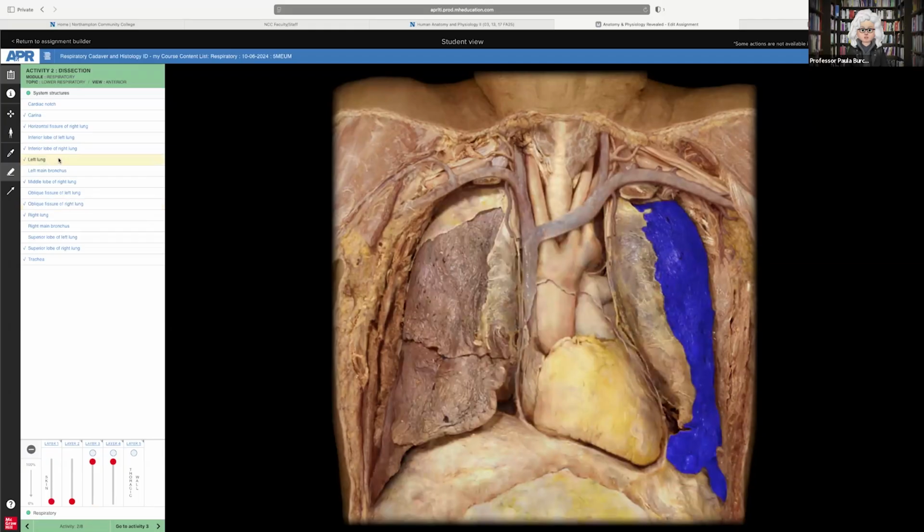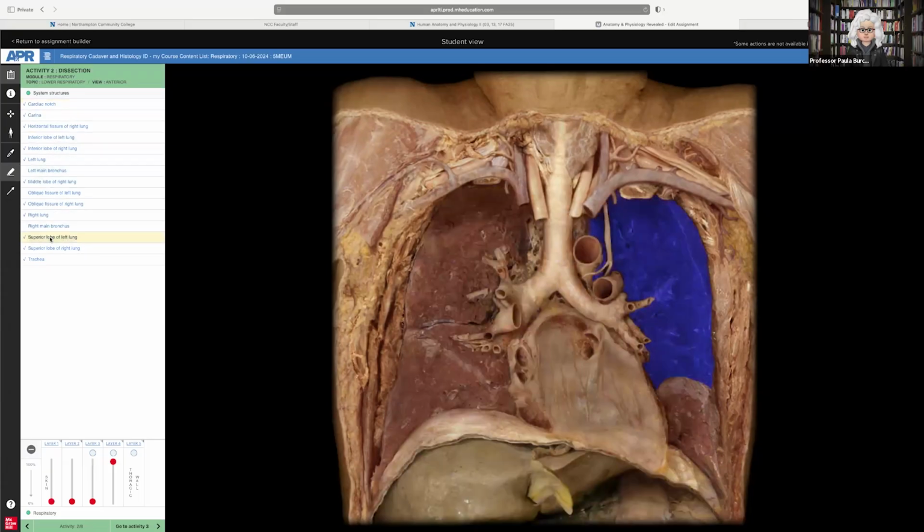The left lung will only have 2 lobes. It is smaller than the right lung because of the way that the heart is oriented. There will be what is called a cardiac notch, which makes space for the heart. Is this indented area in the left lung. You are going to have a superior lobe and an inferior lobe. Those 2 lobes are separated by an oblique fissure. So there is no horizontal fissure in the left lung.